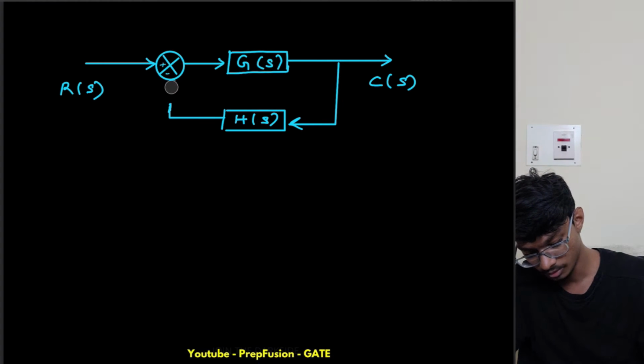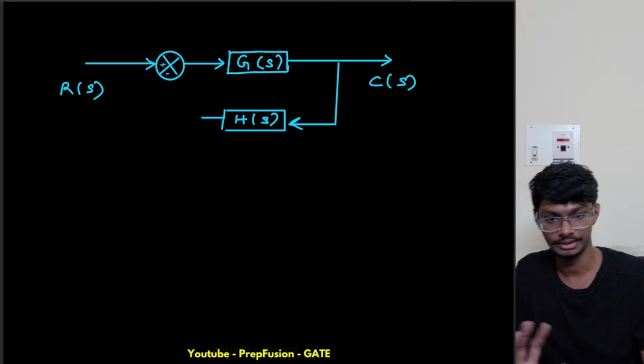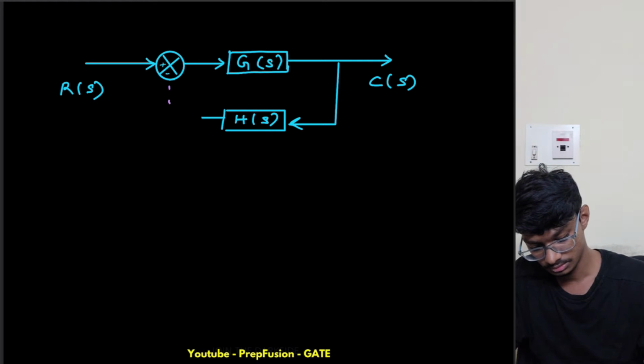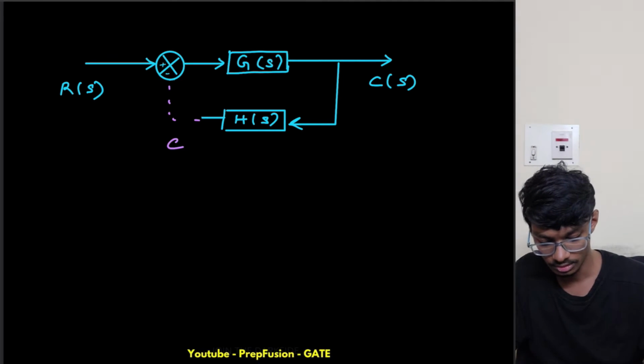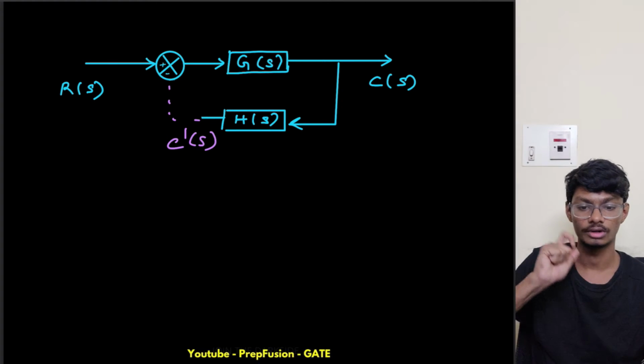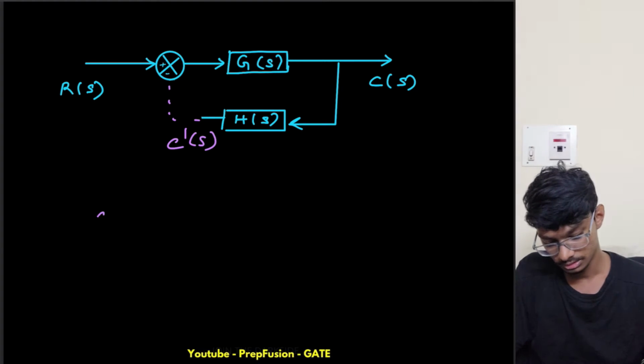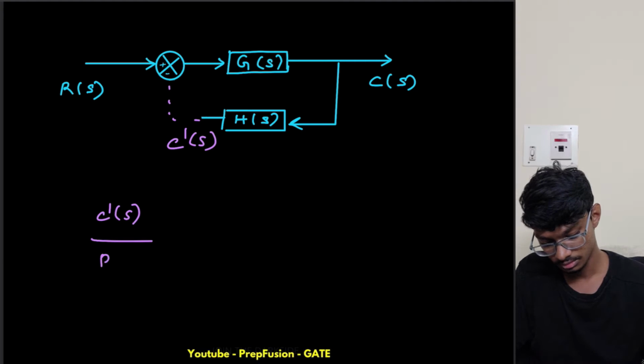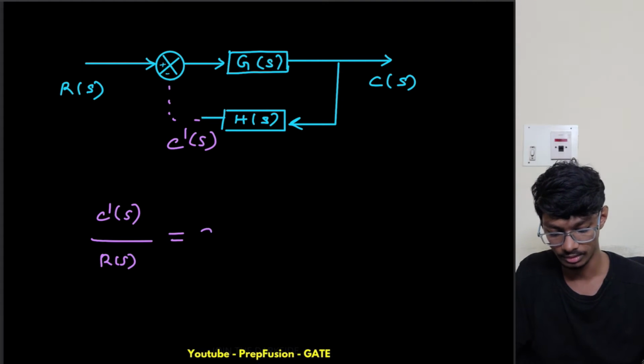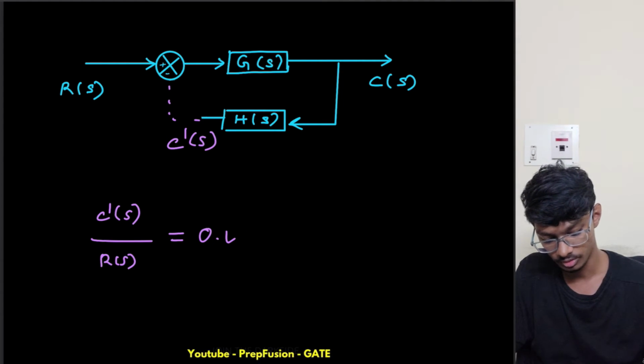So what I will do, I break the loop here. Okay, I break the loop here, and this is a new output. This is c dash of s. I will find c dash of s upon r of s. This will be our OLTF, right? This will be our open loop transfer function.